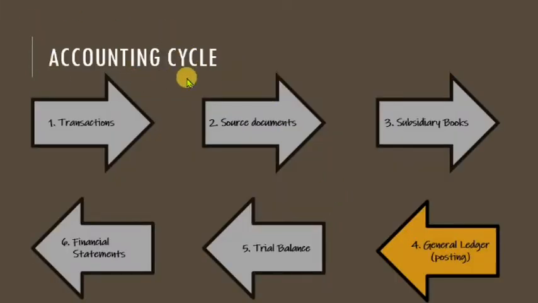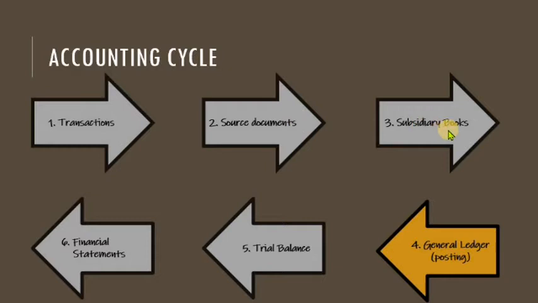Now, where in the accounting cycle does the ledger fall? Now, you will remember that we get transactions. A transaction happens between two parties. And from there on, that specific transaction is recorded on a source document. Now you remember source documents, there are different ones. There are invoices, there are EFTs. So we have a source document for a specific transaction.